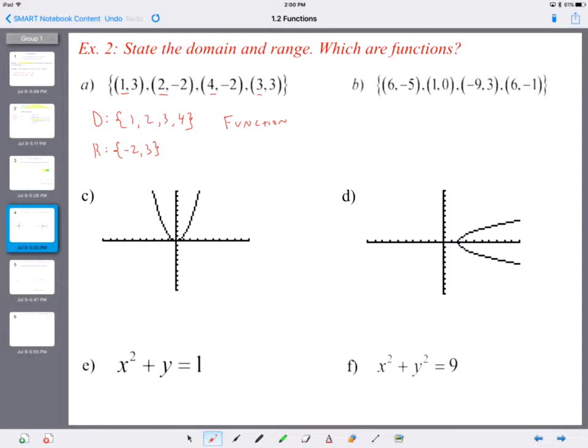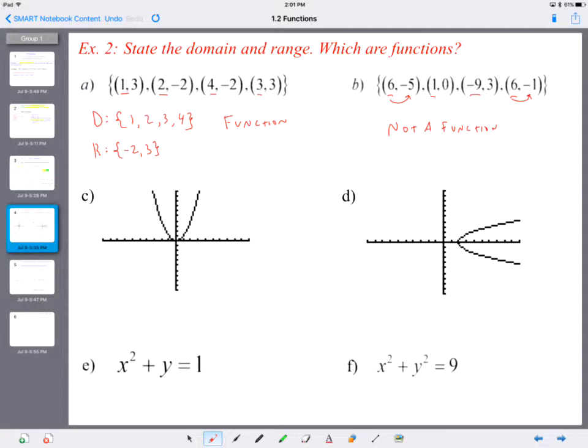And so you do the same thing for B, same idea, list them out. I'm not going to do it again, but just to look, is this one a function? You got 6, 1, negative 9, and 6. So you got 6 being mapped to negative 5, and also 6 being mapped to negative 1. That cannot happen. So on this one, this is not a function. And once again, we could do domain and range as well, but that's more of an Algebra 1 thing.